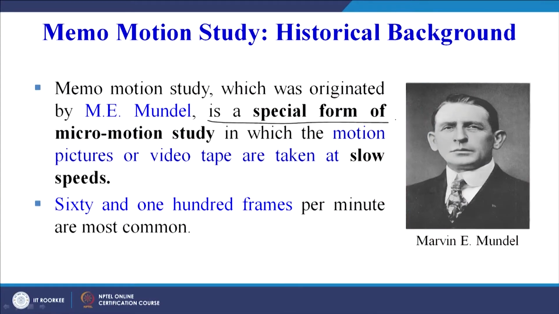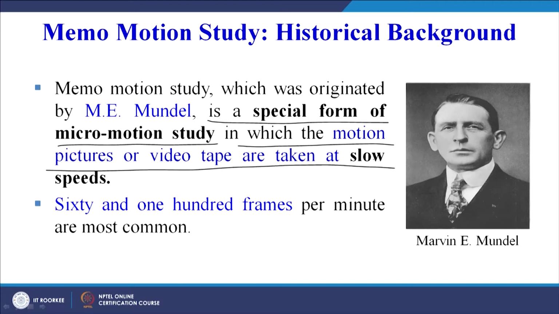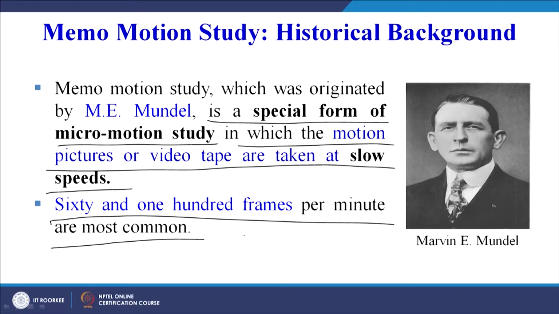Memo motion study is a special form of micro motion study, as I have already told, in which the motion pictures or videotape are taken at a slow speed. 60 and 100 frames per minute are most common. So the photography is done at a slow speed in the case of memo motion study.